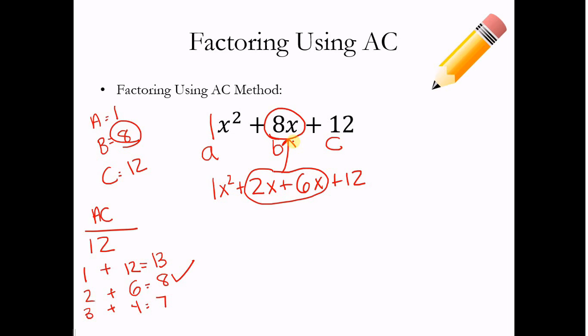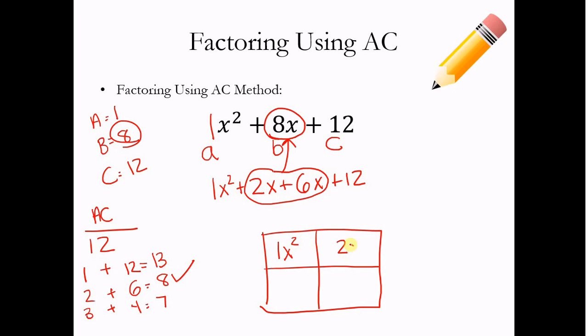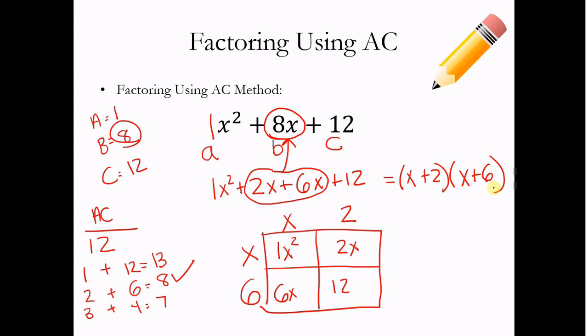So now, what I can do is I can box this. I can do factor by grouping. So I'm going to put this in my box. So I'm going to have 1x squared, 2x, 6x, and 12. 1x squared and 2x, I can't take a number out, right? But I can have an x and an x sitting out there. X times 2 will give me 2x. 2 times 6 will give me 12. And then 6 times x, well, that's 6x. So now I can rewrite this as x plus 2 times x plus 6. Not too bad, right? I think the hardest part is finding this term. Once you get to this, it's pretty easy.